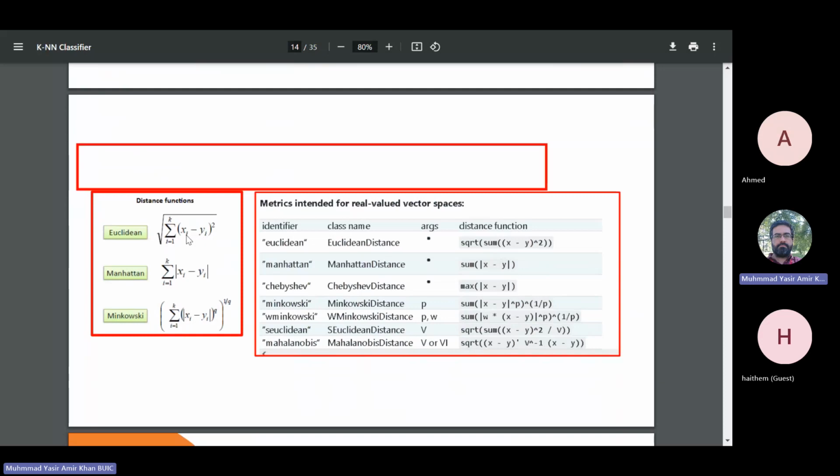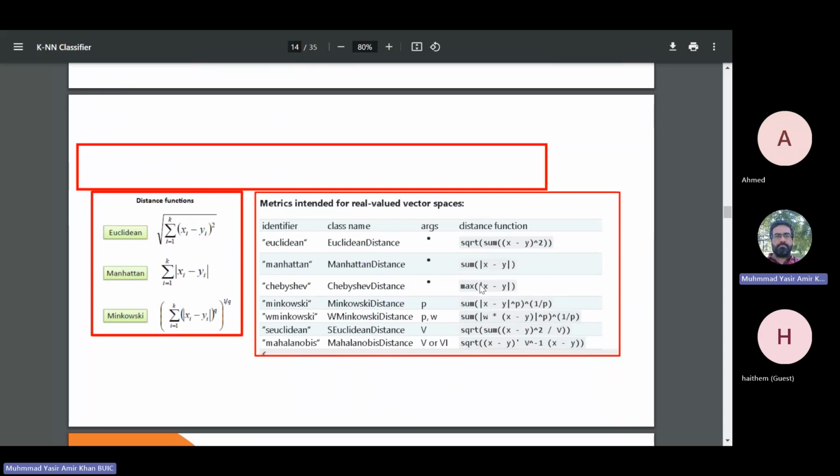We basically subtract the x values of one data point from the other. If you are talking about 2 data points, we subtract their x coordinates and square them, and then we subtract the y coordinates and square them, and take a square root. That gives us the Euclidean distance.